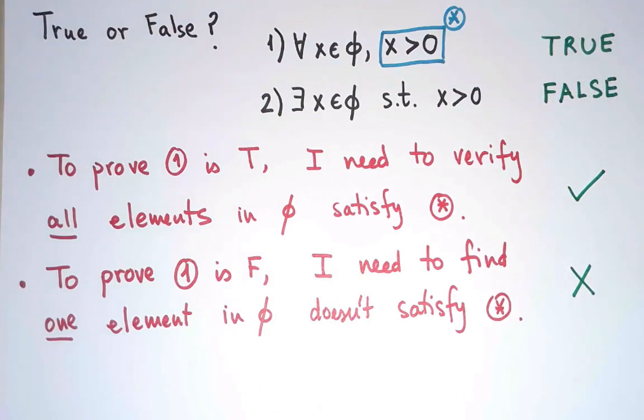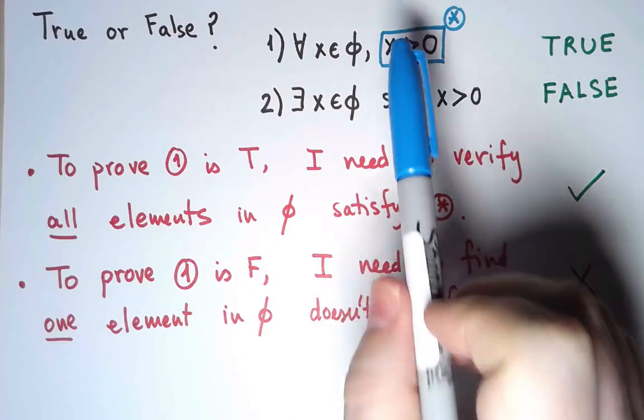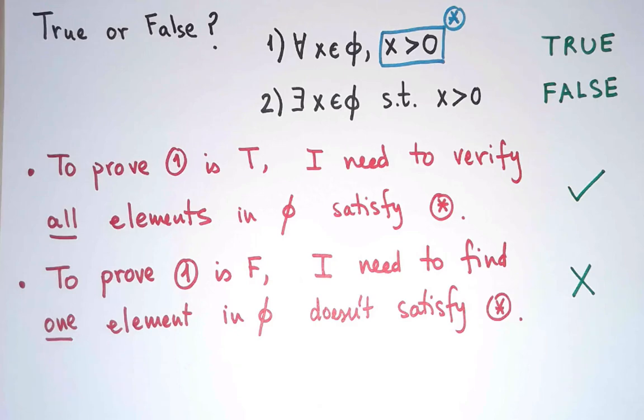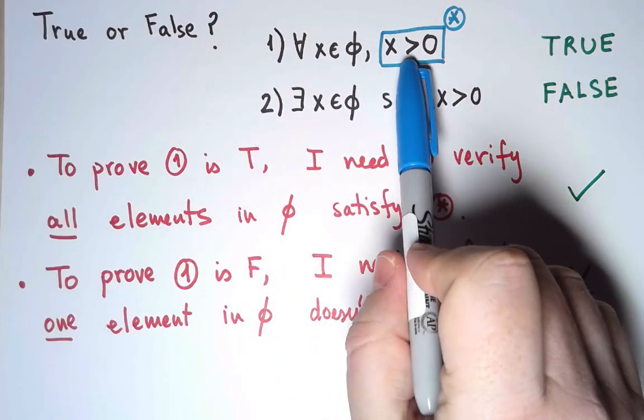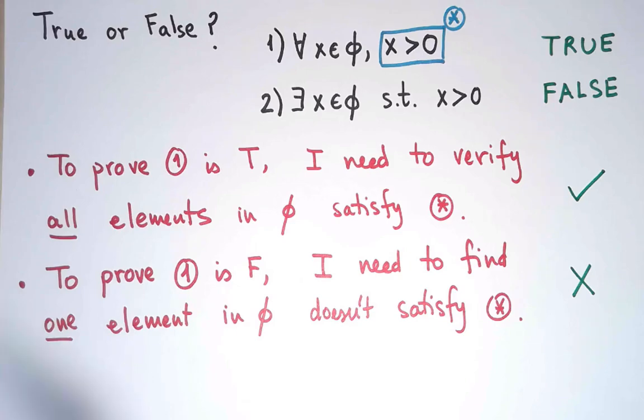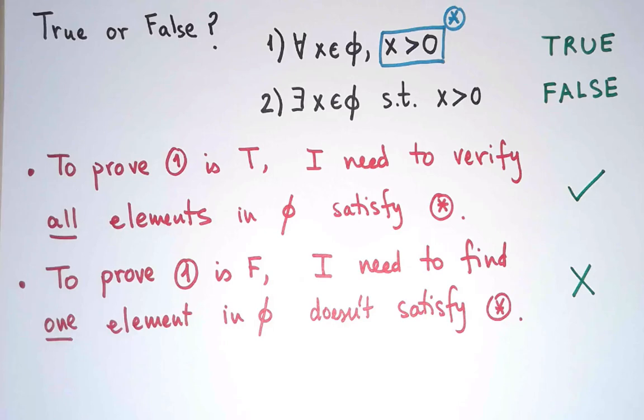Now, the moral is, and I hope you have noticed, the reason I call this star is that it really didn't matter what this condition was. The exact same argument could work. So in general, any statement that begins with, for every x in the empty set, whatever, that's going to be true. And any statement that begins with, there exists x in the empty set such that, whatever, that's going to be false.